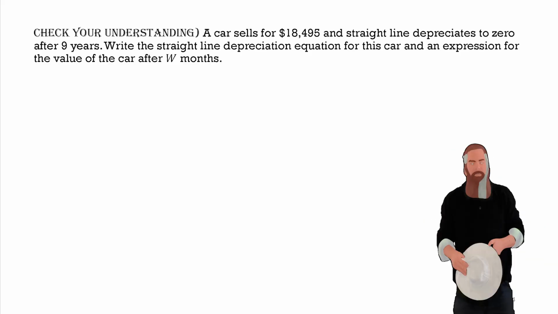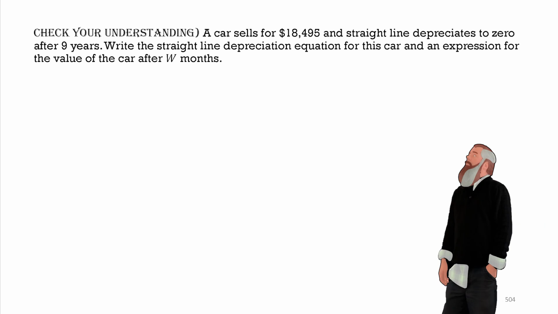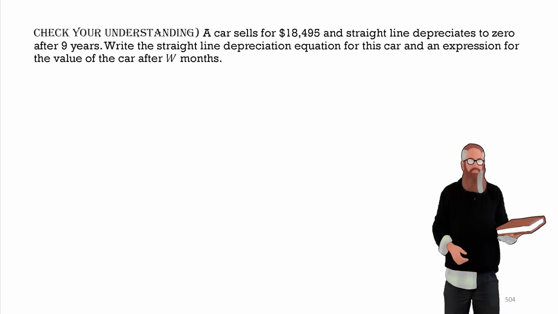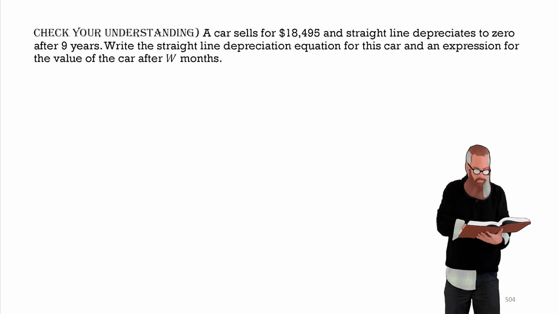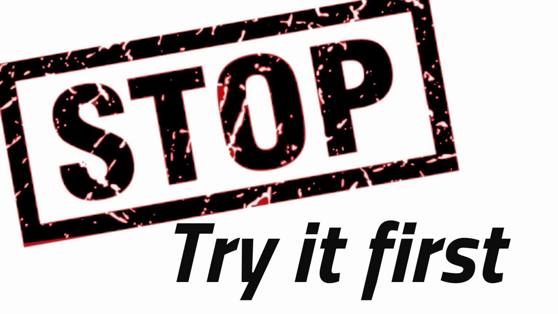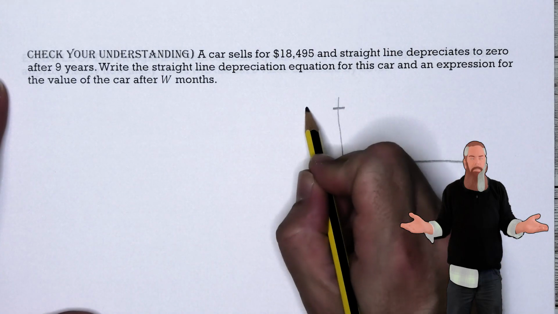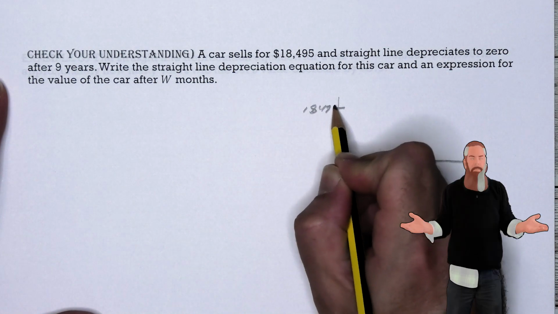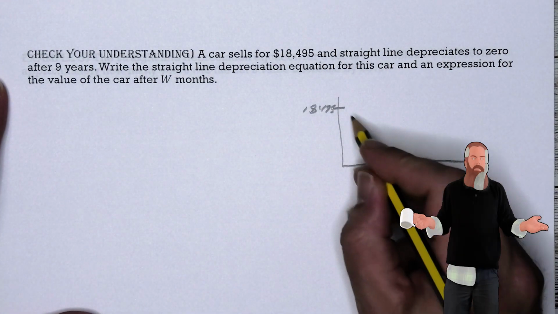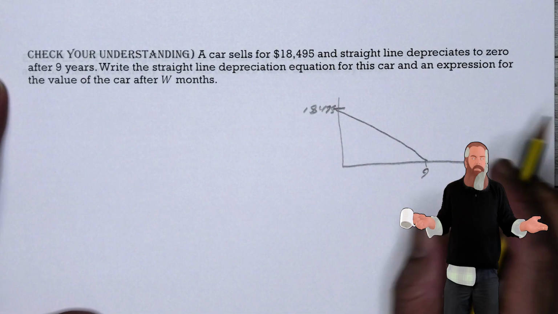A car sells for $18,495 and straight line depreciates to zero after 9 years. Write a straight line depreciation equation for this car and the expression for the value after W months. Well, the y-intercept is going to be the 18,495. The x-intercept will be at 9 years, giving us our graph and our line.